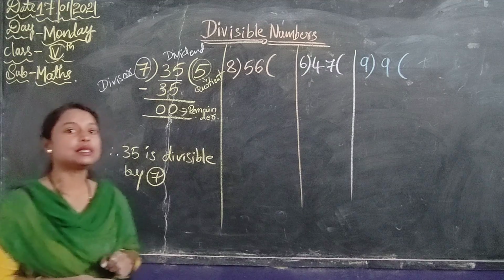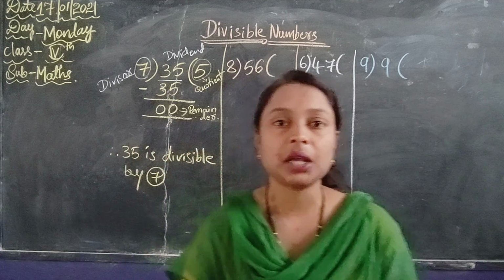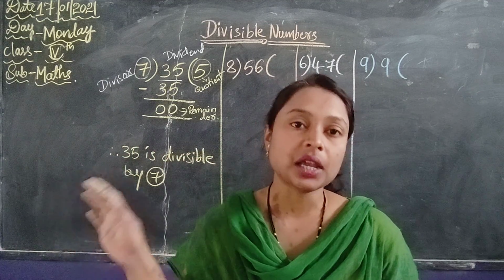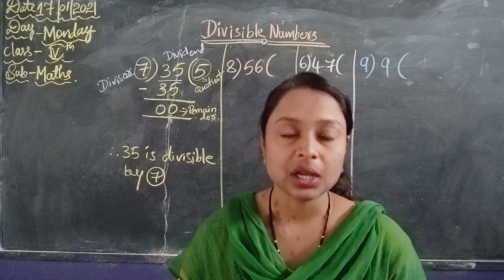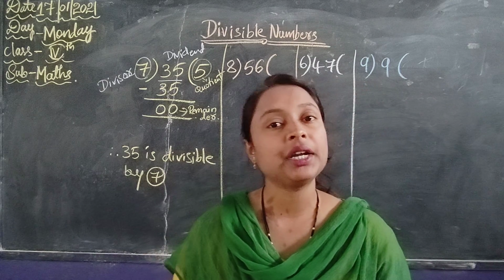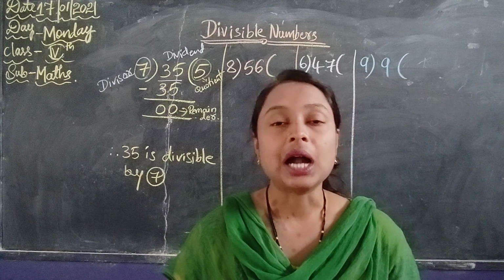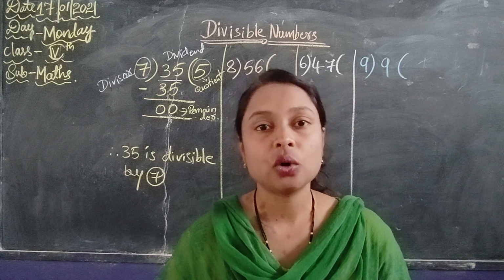So 35 is divisible by 7. Andre 7 table alli 35 complete aagi bhaga hogi last ge 0 barutte. Last ge 0 bandre adu complete aagi bhagavagide anta. Aa table alli aa number complete aagi hogutte anta.